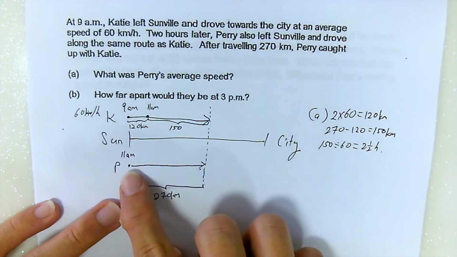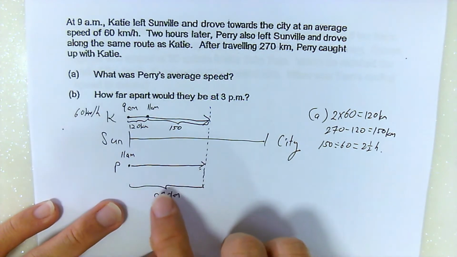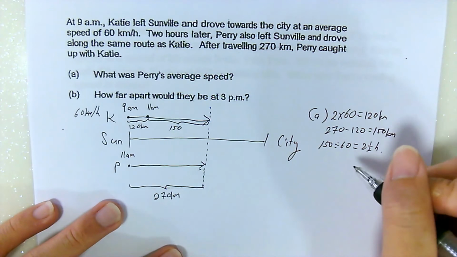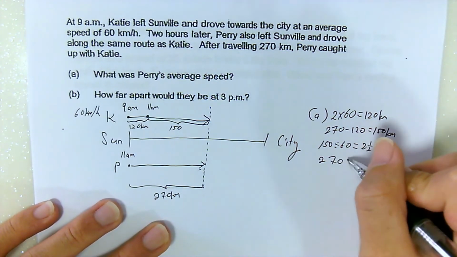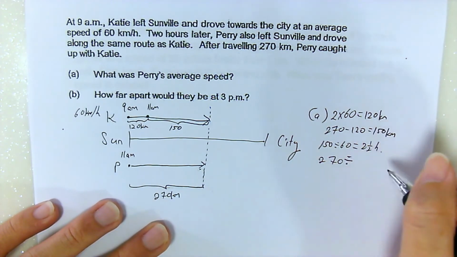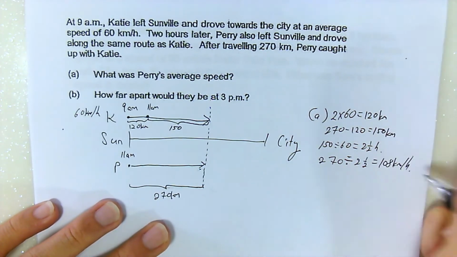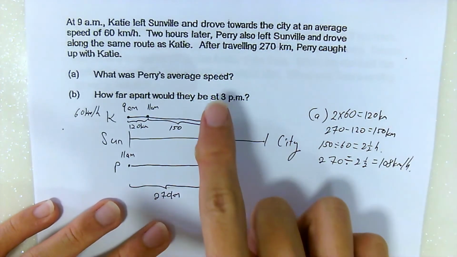Since we know that Perry traveled for 2.5 hours here, and we have the distance, we have the time, then we can find Perry's speed. So Perry's speed will be 270 divided by the time he took to travel 270, and this will give us 108 km/h. Okay, so part A is actually done.